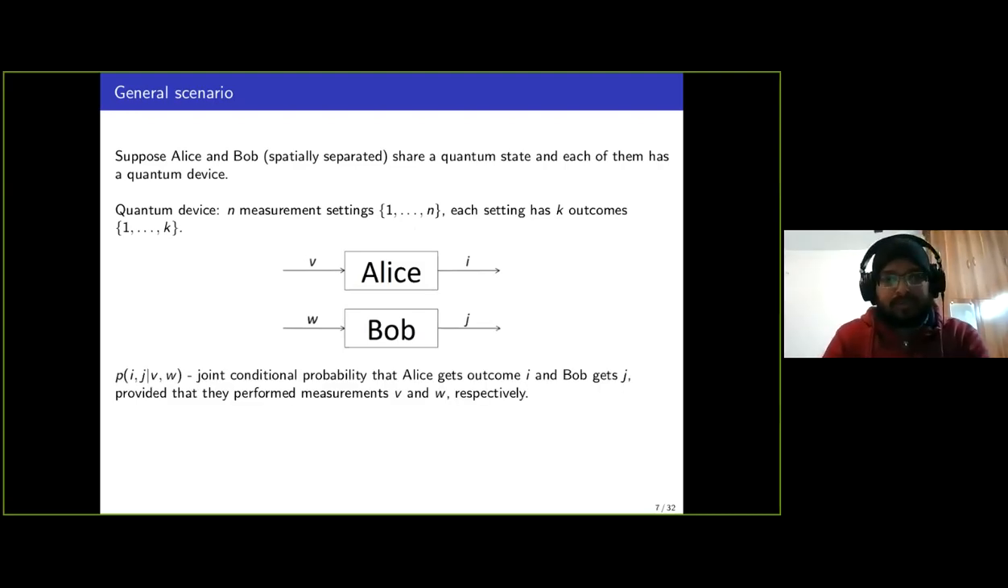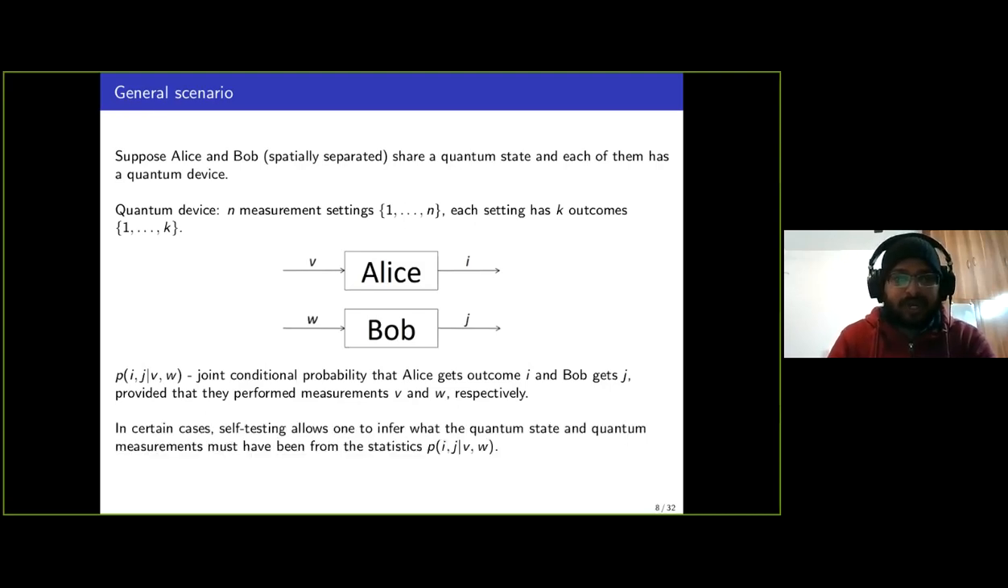So they eventually will get a probability distribution given by this number P(i,j|v,w), which is the joint conditional probability that Alice gets outcome i and Bob gets j, provided that they perform measurement settings v and w. So what self-testing allows us to do is that we want to look at this correlation P(i,j|v,w), and then we want to understand what the quantum state or the quantum measurements are that Alice and Bob have been using. So this is the most general setting in which self-testing is applied.